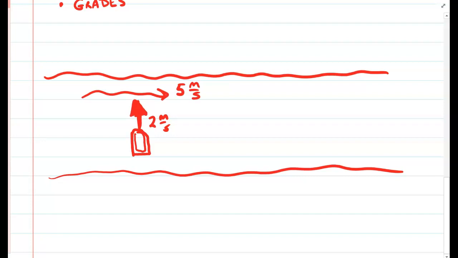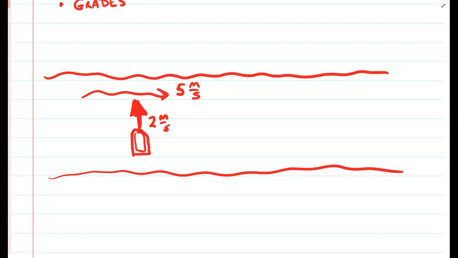If I asked you what is the final speed of the boat, what would you do? Would you add 5 plus 2 and get 7? Well, since this is the first time you've seen this, if you said to do that, I wouldn't think that would be an unreasonable guess. But that's not what you do.